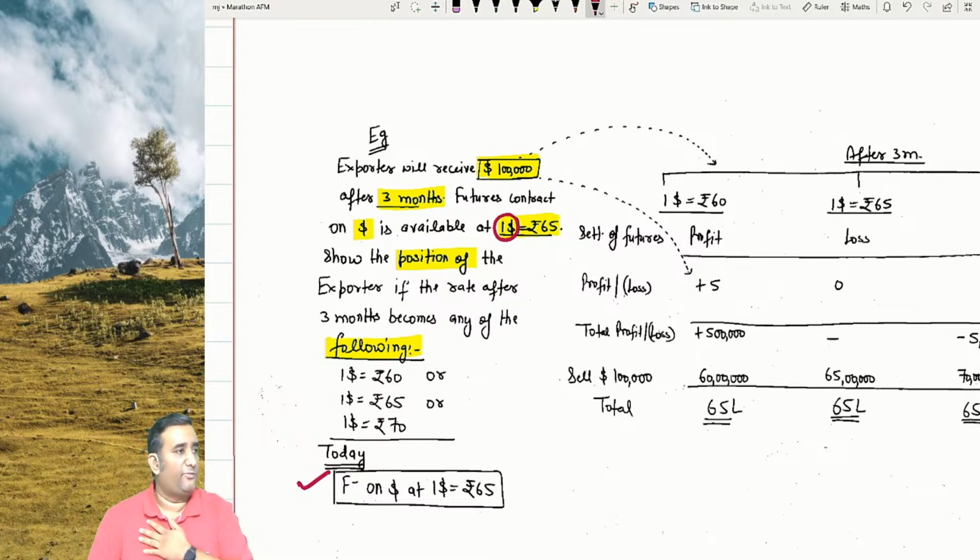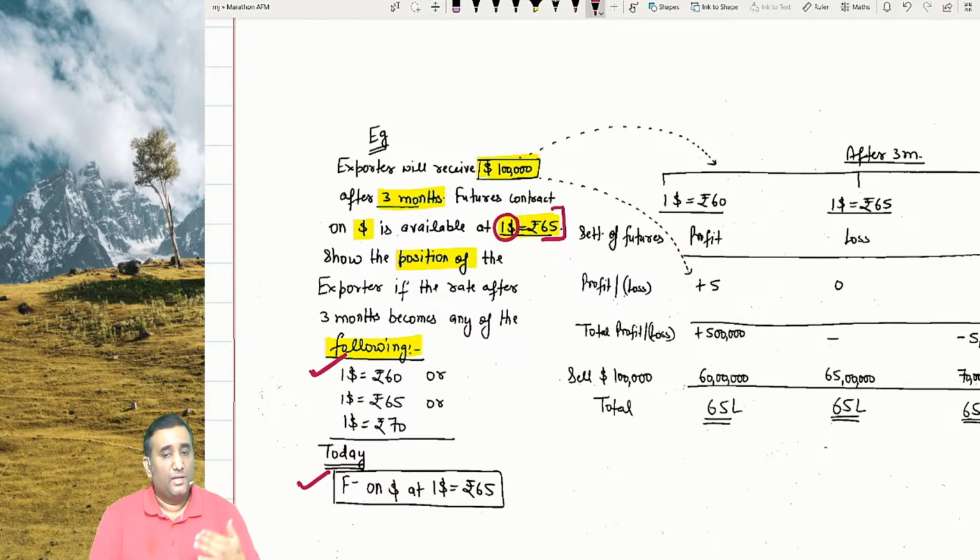What is the promise done by the future market? 65. If cash market gives him 65, future market says okay. If cash market gives him less than 65, future market will compensate. If cash market is giving more than 65, future market will take away. The rate is 60. Let's not even talk future will exercise or etc. Let's speak simple words. He was promised how much? 65. If cash market gives him 60, future market will give him 5.